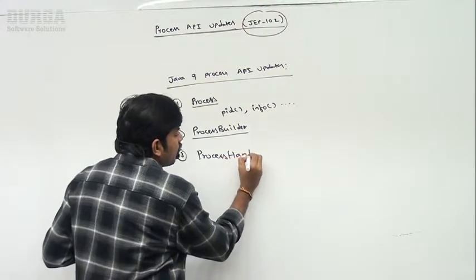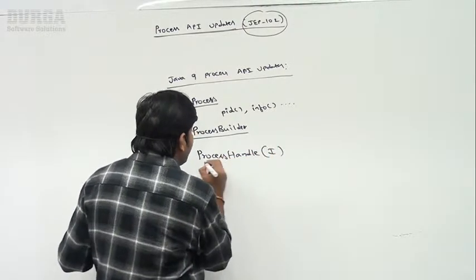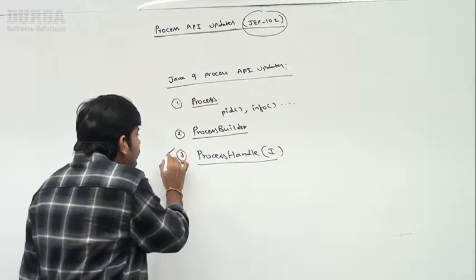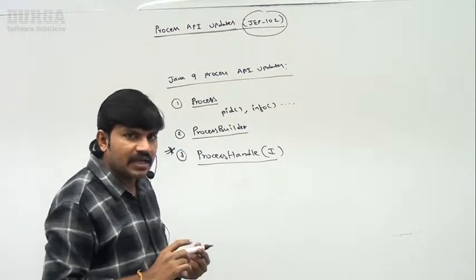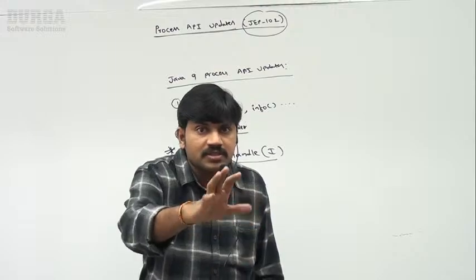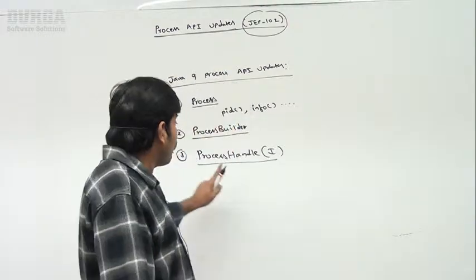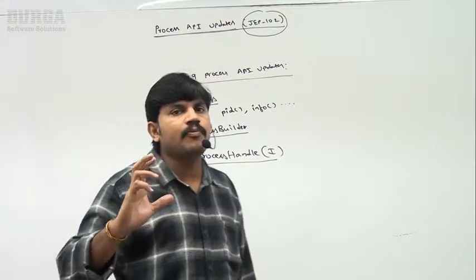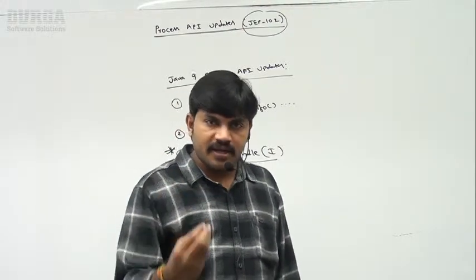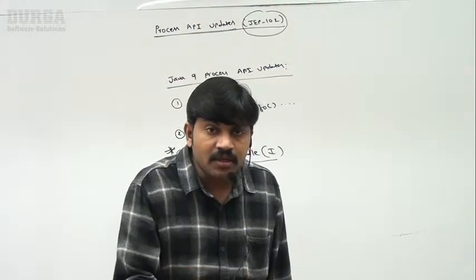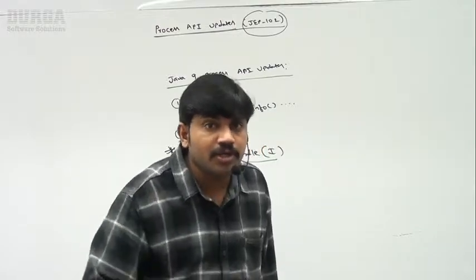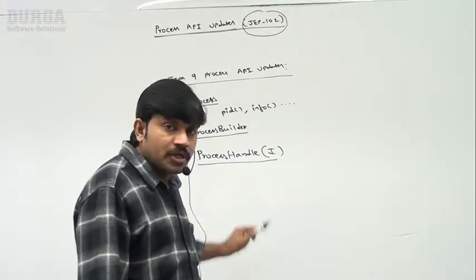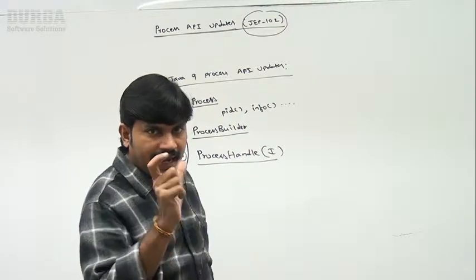What is this one? ProcessHandle. Do you know this is an interface which came newly in the Java 1.9 version. In the old versions, ProcessHandle is not there. The ProcessHandle interface can be used to handle processes. If you want to access the current running process, or its parent processes and child processes, this ProcessHandle is going to be helpful. Have you observed, right?